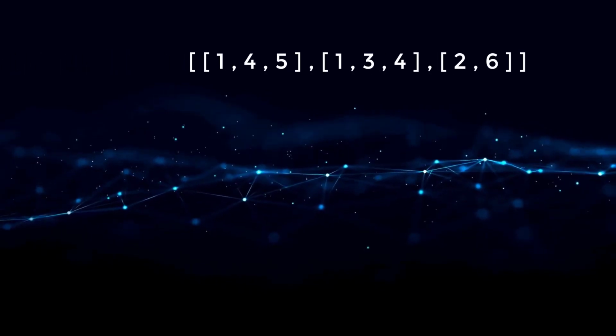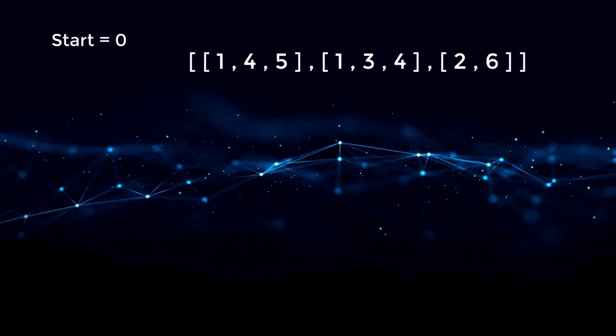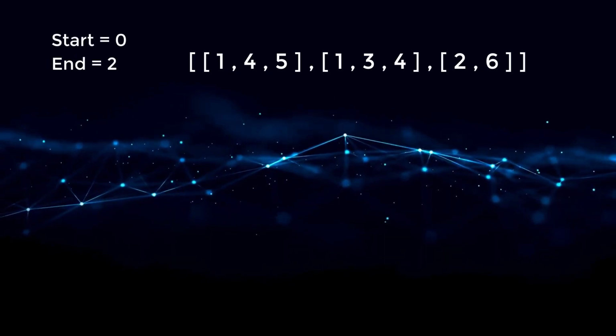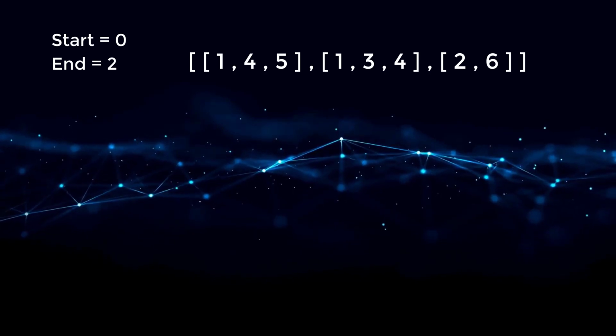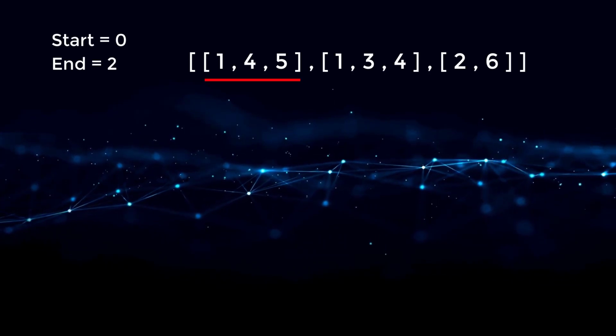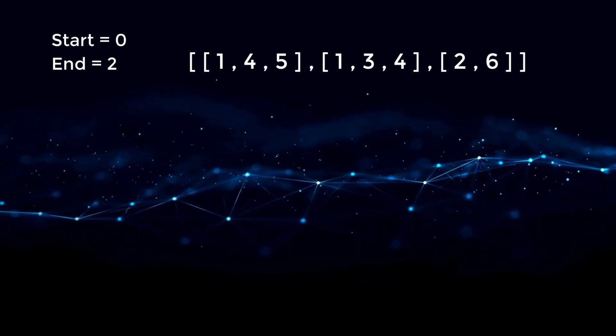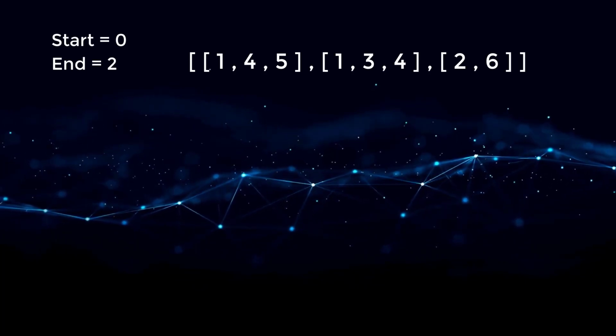But for now, let's look at the following example. At each step, we're going to have a start and end index. Start is going to be at 0 and end is going to be at 2. And as you can see, start is on the leftmost side of our array and end is on the rightmost side of our array. So with these start and end values, we're now going to compute a midpoint.